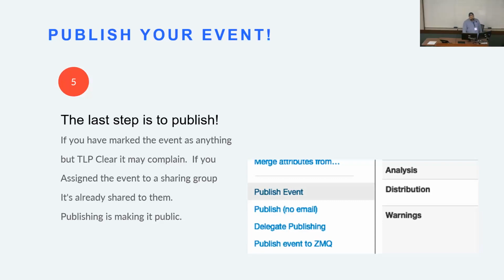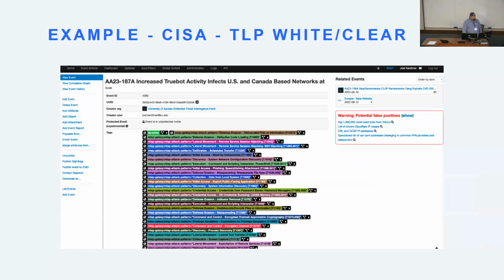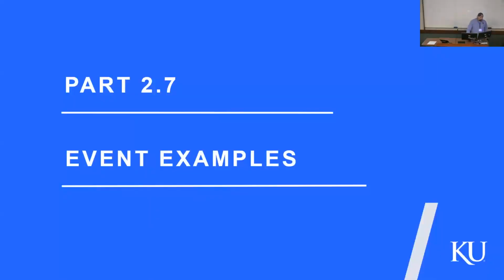And so you also have the option to publish without an email. So it doesn't look at your tags, if you have the red, yellow. It will warn you. It will say, hey, you tagged this as red. Are you sure?